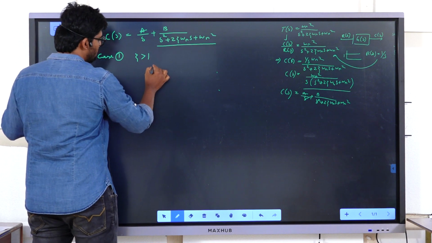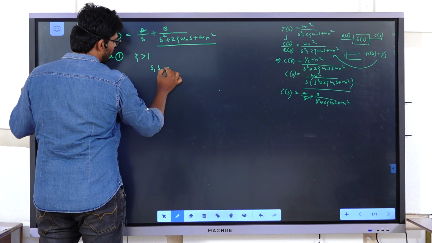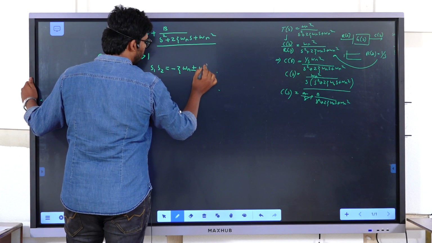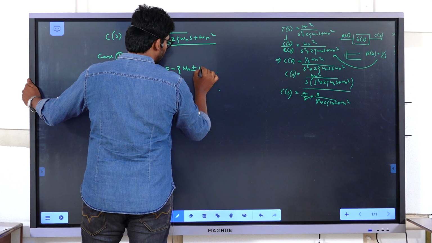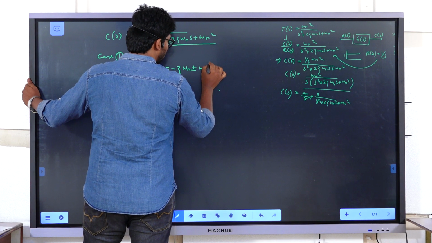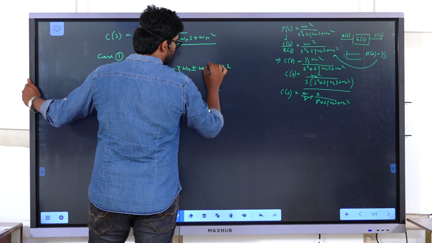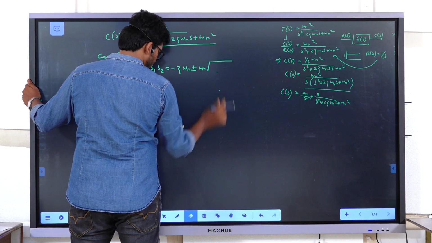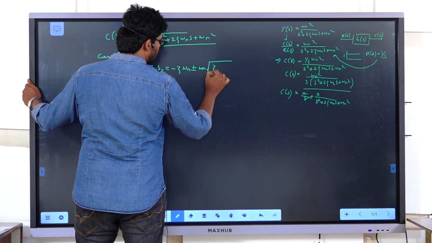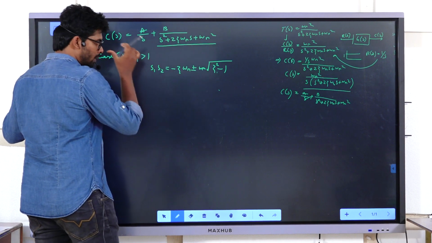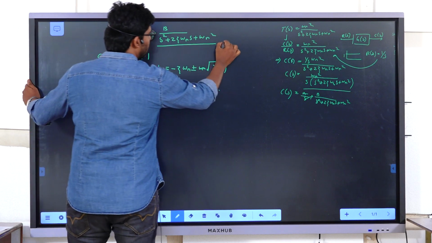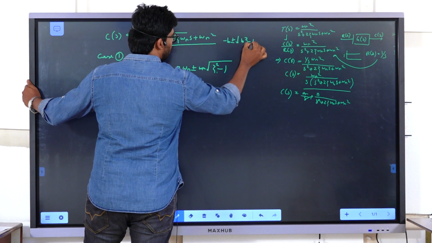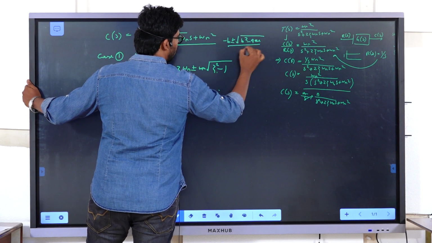If the roots are S1, S2, we'll have minus zeta omega n plus or minus omega n into root of zeta square minus 1. By using the formula, the roots of the equation are minus b plus or minus root over b square minus 4ac, divided by 2a.